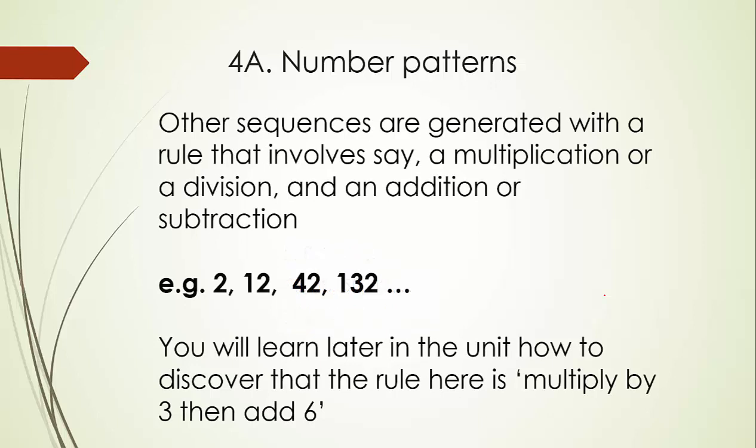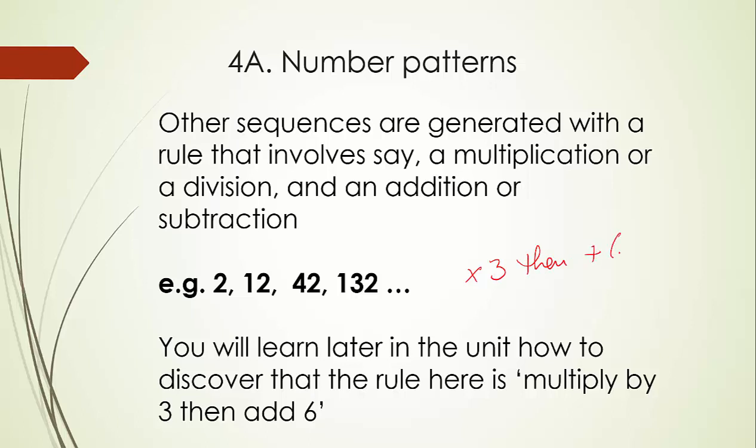There are other sequences which have 2 aspects of them. In other words, there will be a multiplication or a division, and there will also be an addition or subtraction. So these are a combination of arithmetic and geometric. Now, there's one here on the screen, 2, 12, 42, 132. It might take you time to work out, but I think what I did here was I took a term, multiplied it by 3, and then added 6.